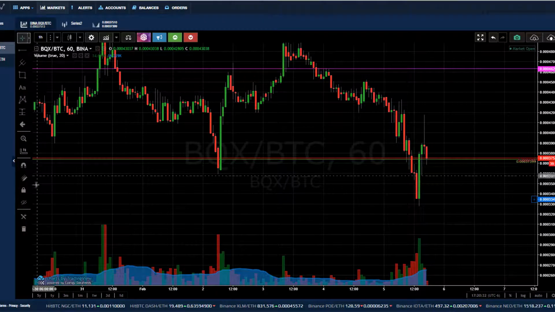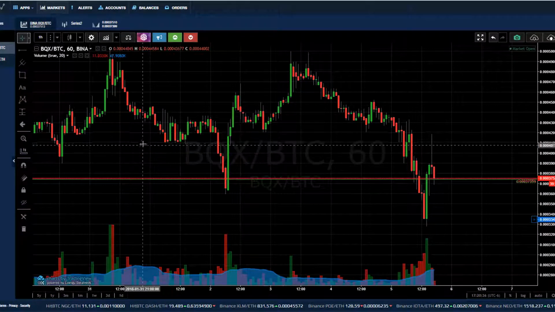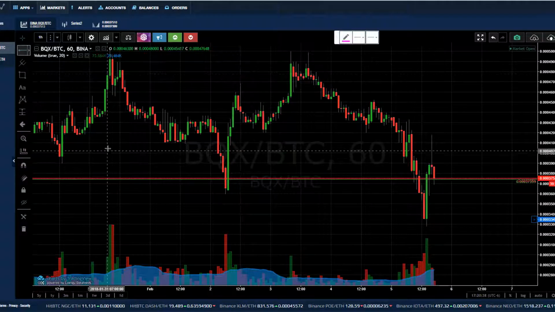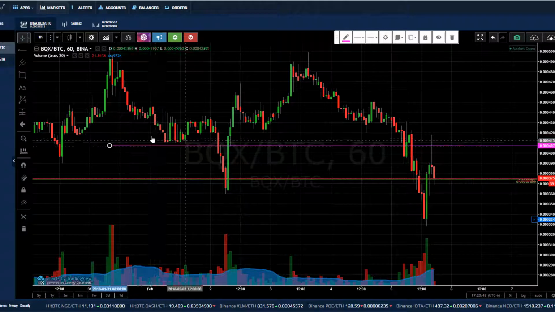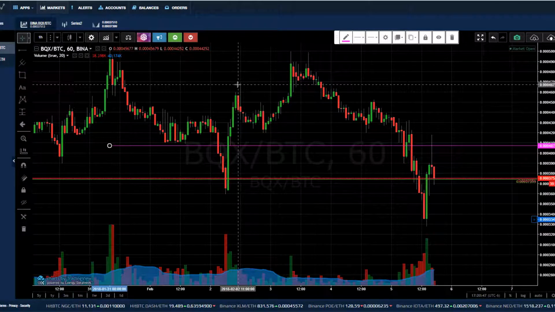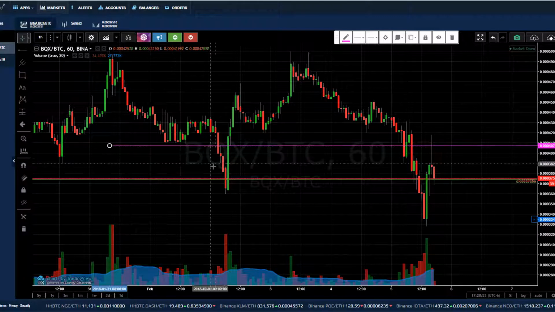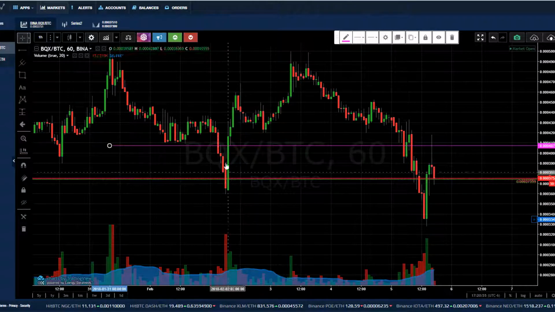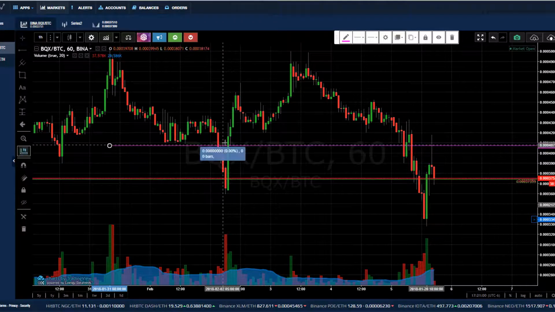So here, let's delete this. If you look at BQX right here, you could say that this was a resistance point, this was a base, right? Because look what happened. It got below this and the buyers really reacted, right? So previously you could have said that if I buy below this point here, right around here, the buyers are going to react. And typically, buyers overreact.